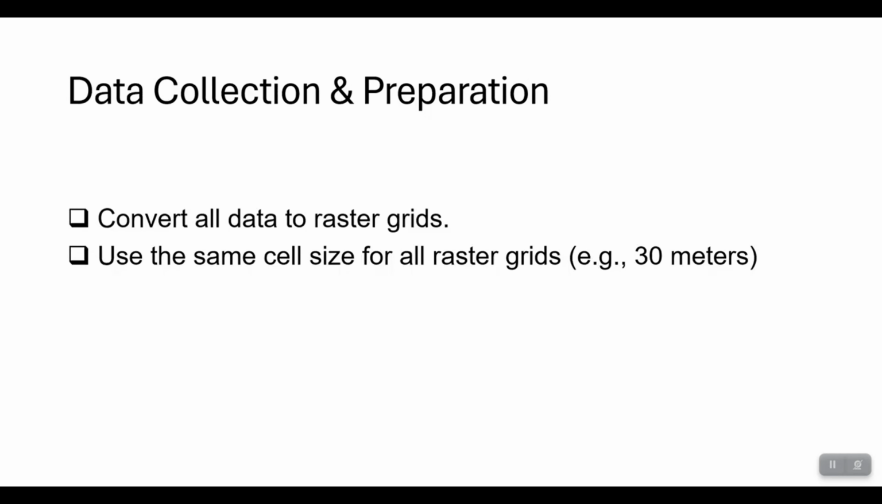Alright, so we need to obtain the data from appropriate sources, and also we need to convert all of the data from vector format. So vector format means point, line, polygon. So if your data are in vector format, you need to convert all of the data to continuous surface or raster grids. So for the raster grids, the unit is pixel.